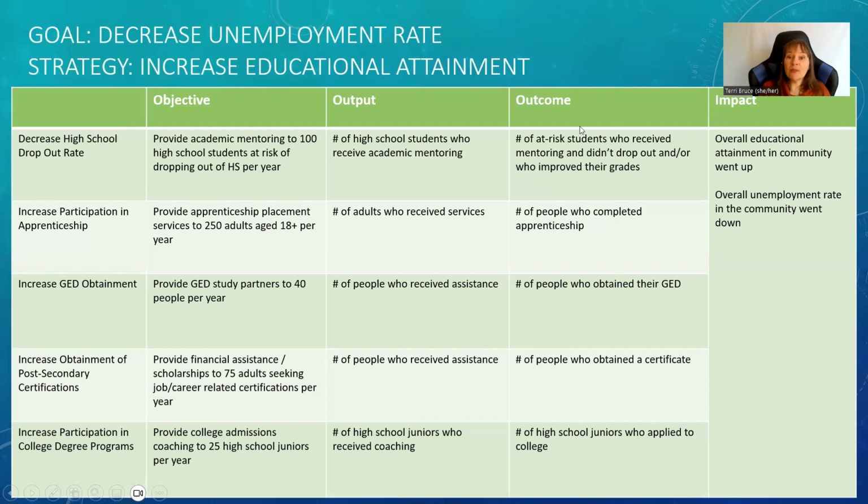So the outputs and outcomes should always flow from your goals and objectives. If you formulated your goals and objectives correctly in your strategic plan or your action plan or your logic model, the outputs and outcomes should write themselves. They should be very straightforward.